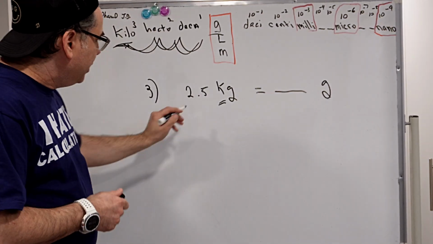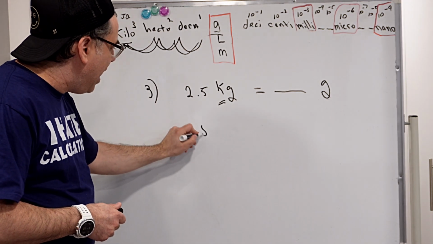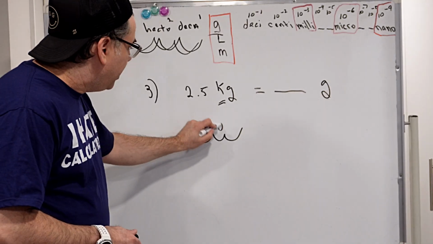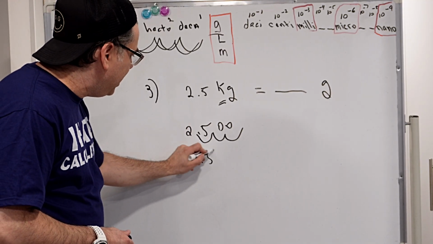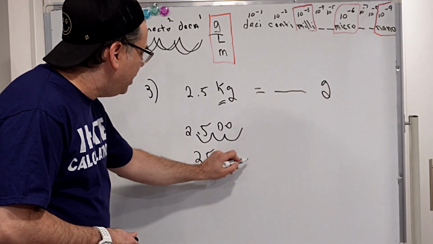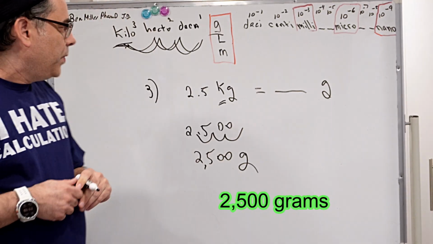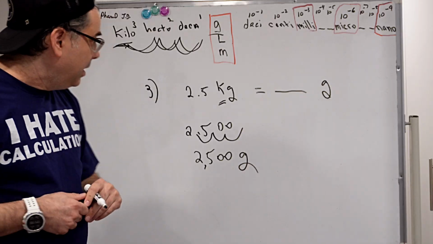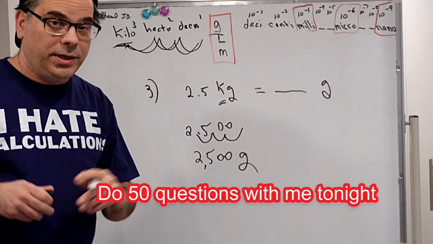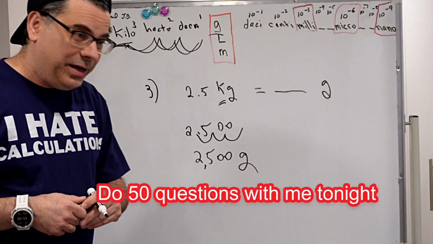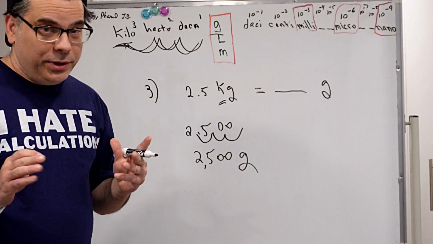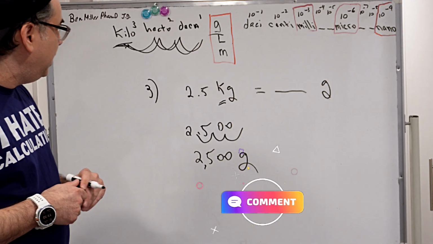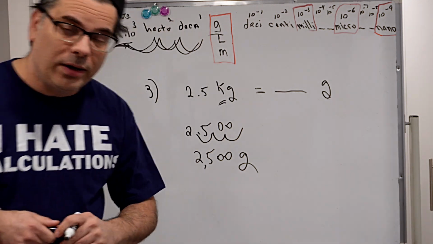3 to the right. So here's the decimal point. 2.5. Move it 3. 1, 2, 3. Add the zeros, so what you have is 2,500 grams. So 2.5 kilograms is 2,500 grams. And that's the answer. All you have to do is move the decimal point. Again, we're going to do 50 questions tonight. If you can do these 50 questions, I'm pretty sure you'll be able to do any question that comes your way. Again, just shoot questions in the comments if you need help. Let's go to question number 4.